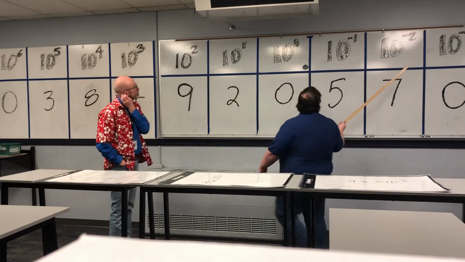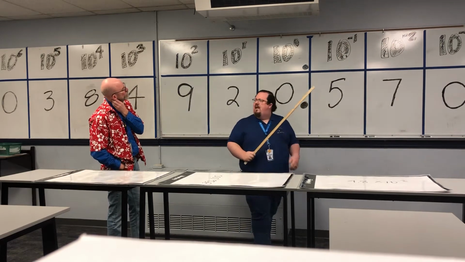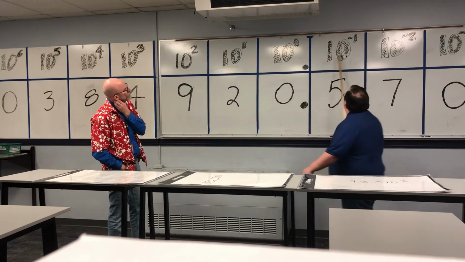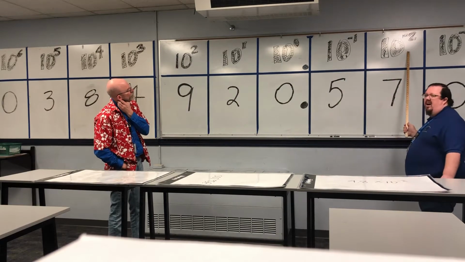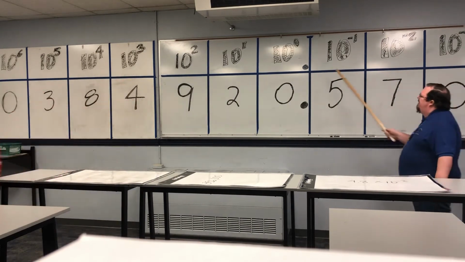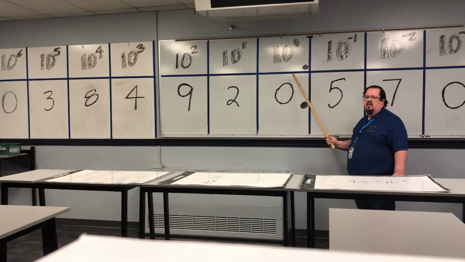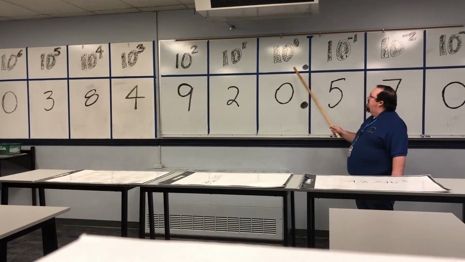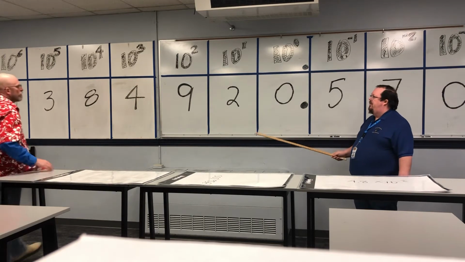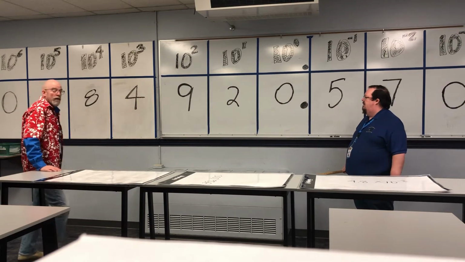It goes the other way too. 10 to the negative 1, divide by 10, that's a tenth. 10 to the negative 2, divide by 100, that's a hundredth. And so on. How about 10 to the 0? That's 1. So they didn't name their place values with the traditional names, they named them with powers of 10. Oh, that's cool.